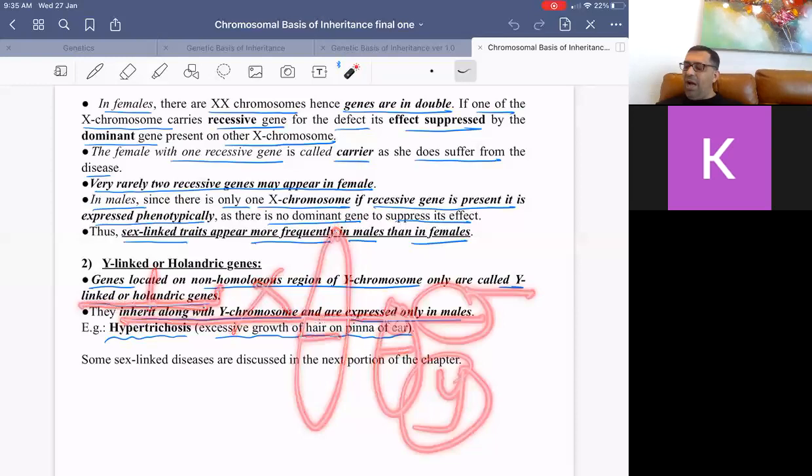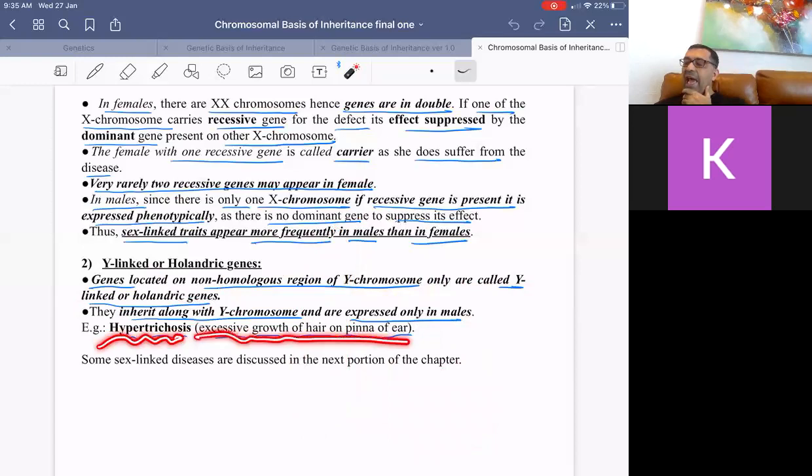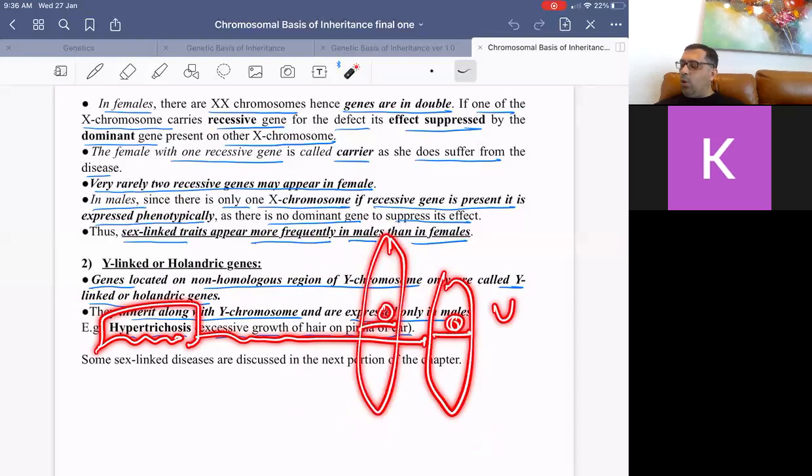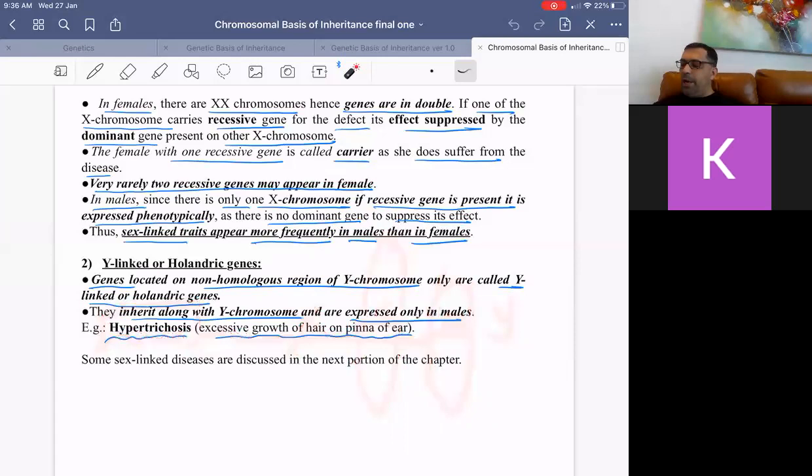And you have hypertrichosis, excessive growth of hair on the pinna. So extra hair grows on your ears. That is called hypertrichosis, which is on the non-homologous part of the Y chromosome. A defective gene there gives you a hairy pinna, excessive growth of hair on the pinna, which is called hypertrichosis, a Y-linked disorder, also called a holandric gene.